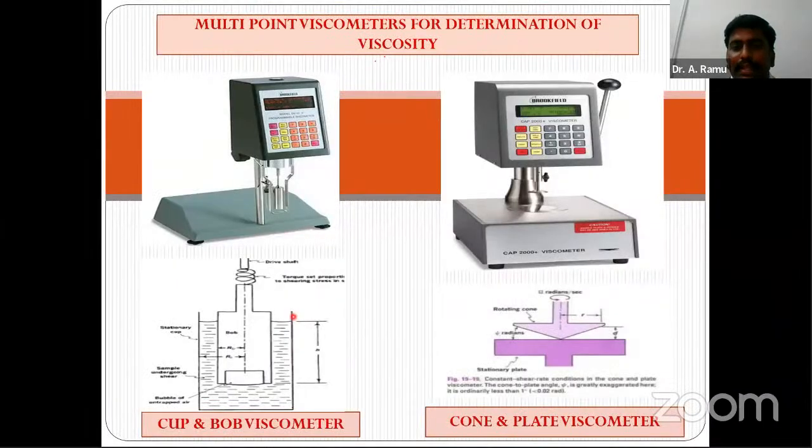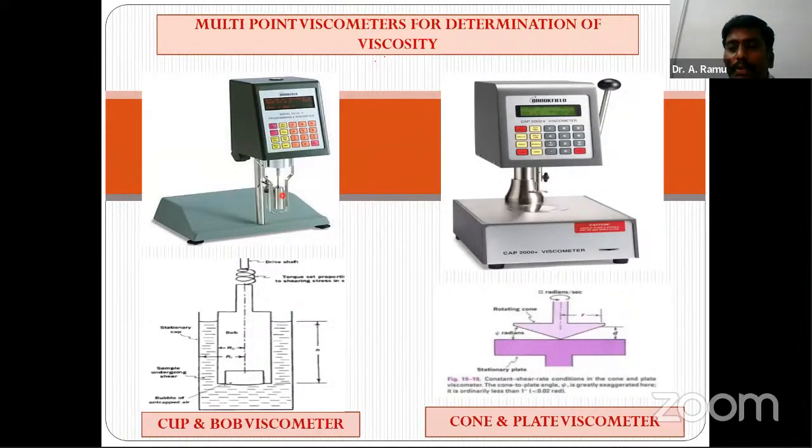The sample whose viscosity has to be determined is taken in the cup, and then it has to be placed under the rotating bob. This is the representation of the bob, that is, the spindle will be rotating, and the cup has to be placed under the rotating bob. The viscous drag created by the sample due to the rotation of this bob or spindle produces torque, and torque is directly proportional to the viscosity.